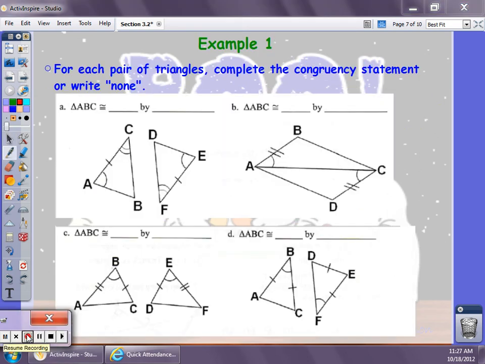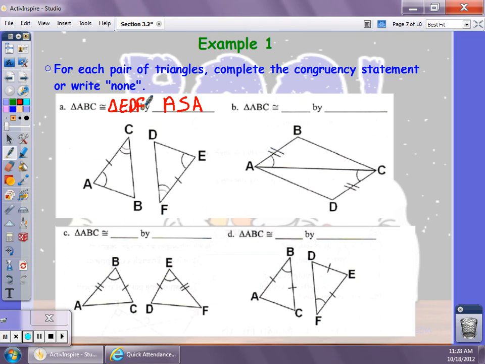Let's go ahead and look at example 1. For each pair of triangles, complete the congruency statement, and if the triangles cannot be proven congruent, write none. So in the first diagram, we have triangle ABC and triangle DEF. We know that angle A is congruent to angle E, side AC is congruent to side EF, and angle C is congruent to angle F. So we have a side that's included between 2 angles, so we can say based on angle-side-angle that triangle ABC is congruent to triangle EDF.